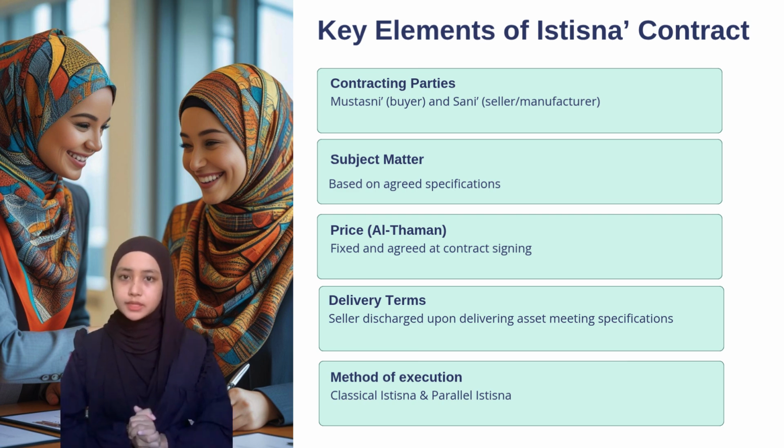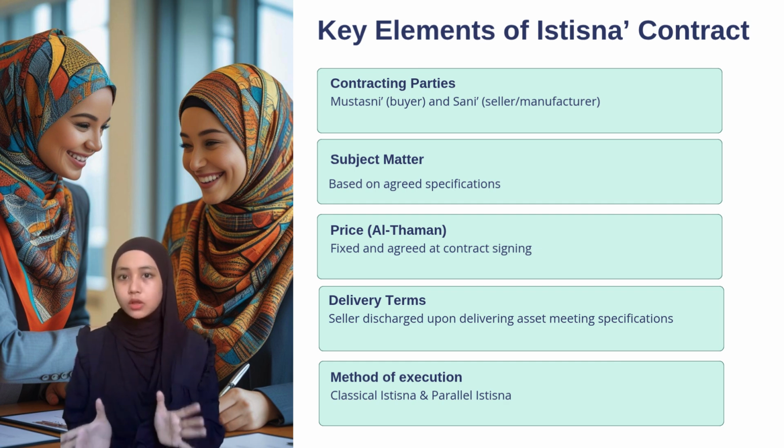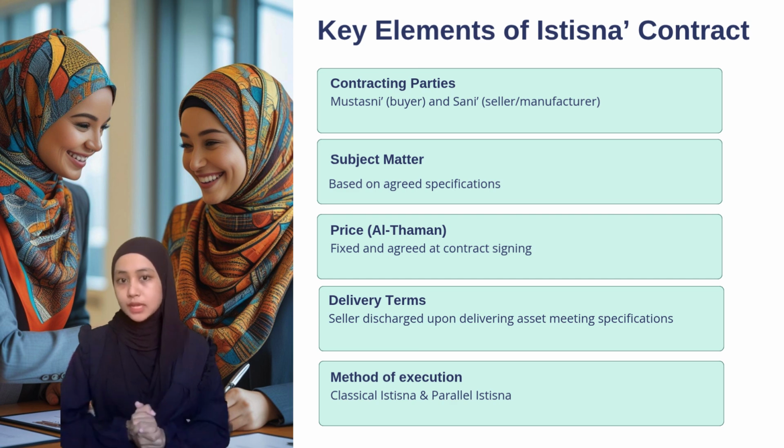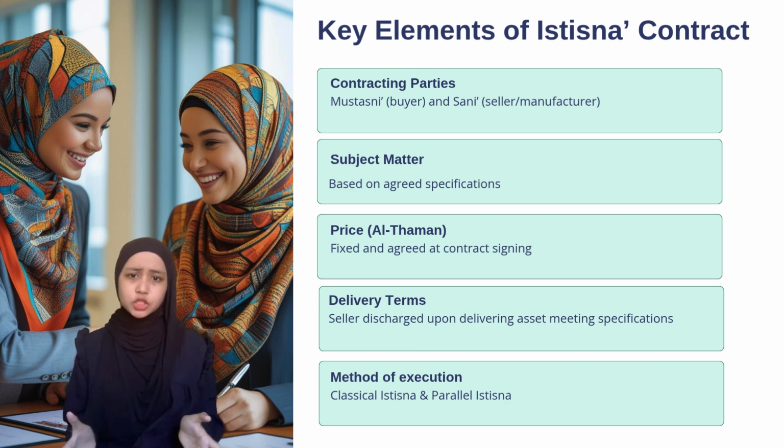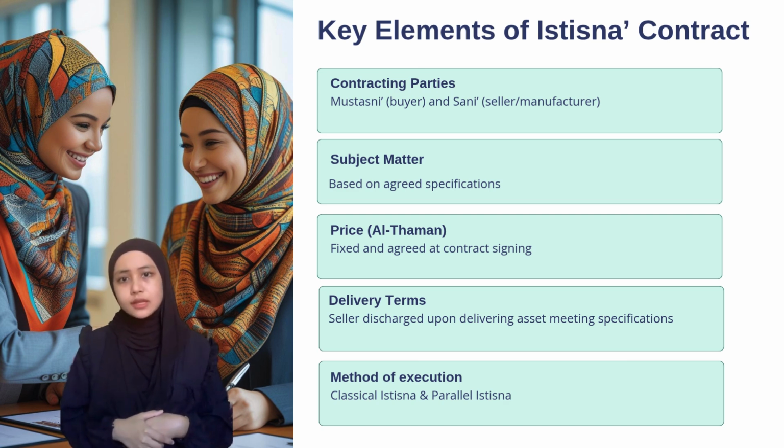First, the contracting parties. The purchaser, known as Mustasni, orders for an asset to be built, constructed, or manufactured in accordance with the specification agreed in the Istisna contract. The seller, a party known as Sani, receives the order for an asset to be built, constructed, or manufactured in accordance with the specification agreed in the Istisna contract. However, in parallel Istisna, the seller in the first Istisna contract is not the ultimate manufacturer and becomes a purchaser for the second Istisna contract.